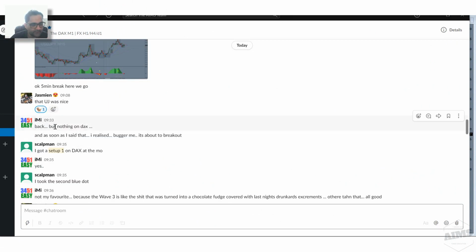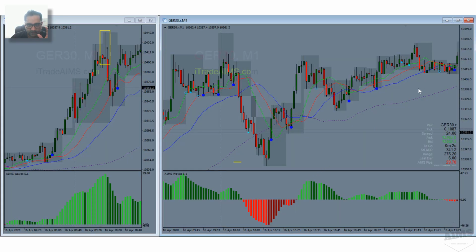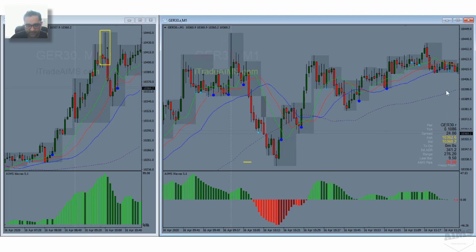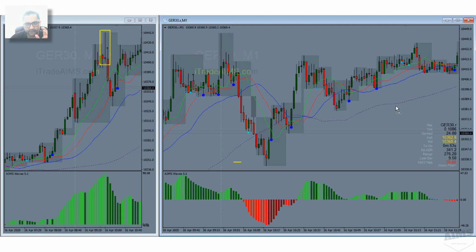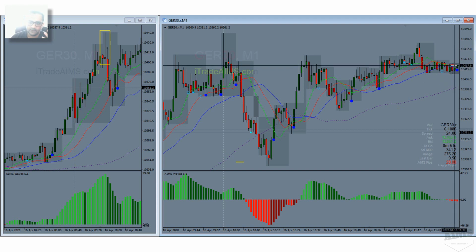So here I come back, but nothing on DAX. So my initial instinct, as soon as I see this, I say, back, nothing on DAX. Then I look at it and I'm thinking, oh, what a tight box. It might break. But then I don't take the trade. Why?